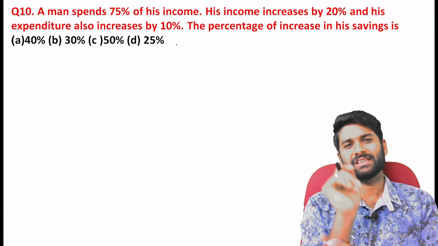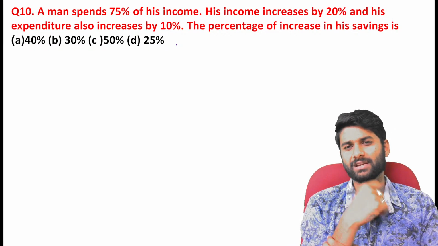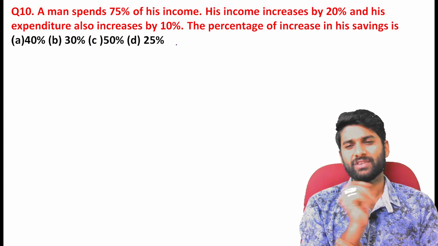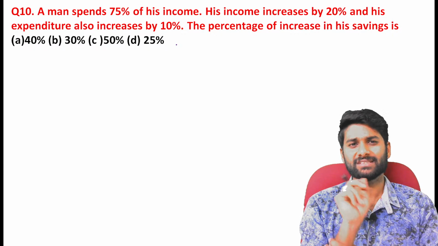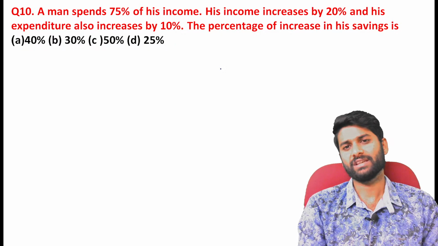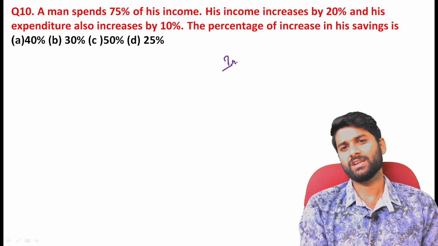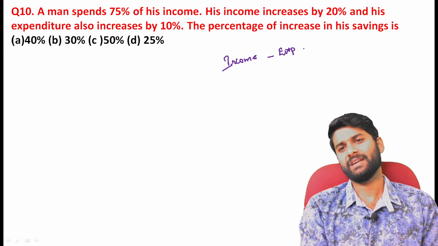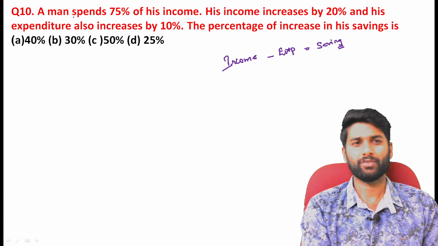A man spends 75% of his income. His income increases by 20%. His expenditure also increases by 10%. Then what is the percentage increase in savings? Now guys, see here the relation of the given terms. Income minus expenditure exactly equals savings. So what is the information?